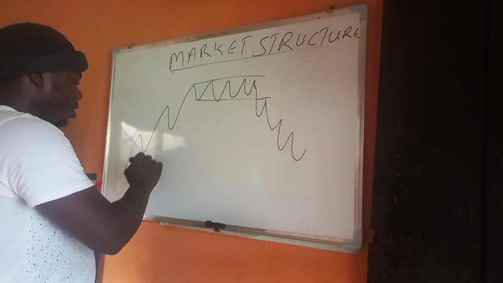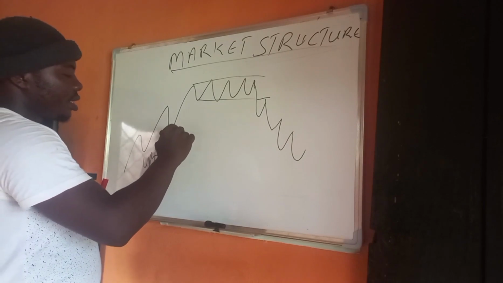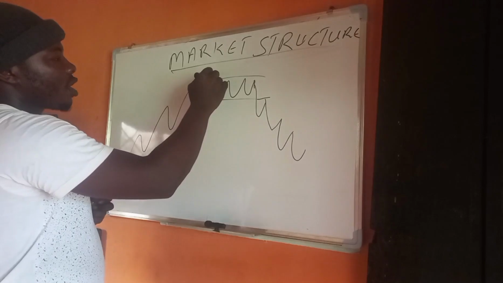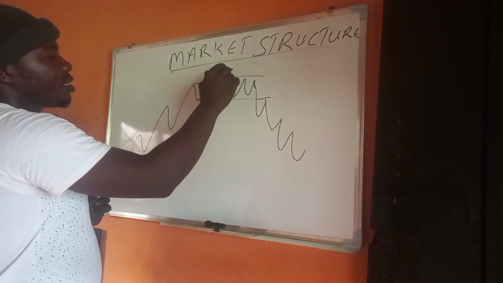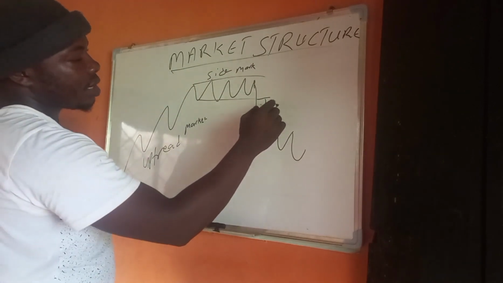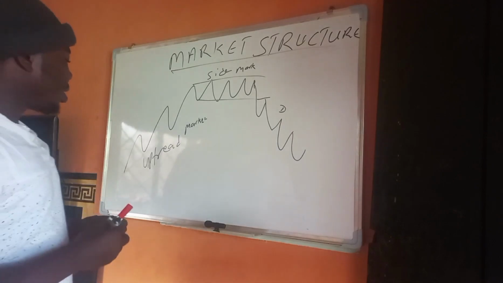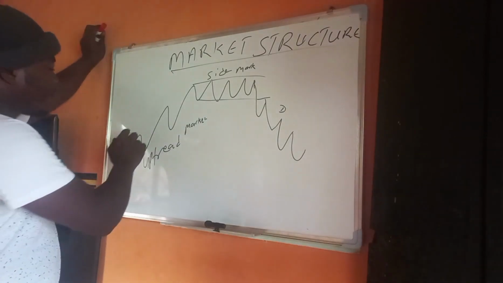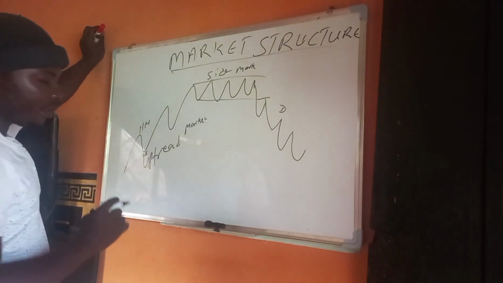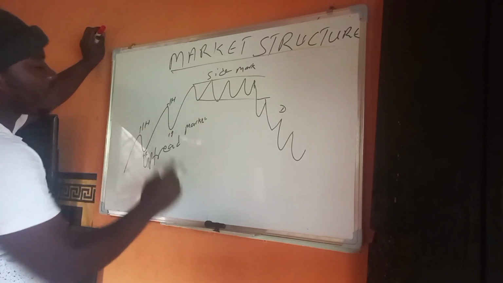So up here, we can call this an uptrend market, here a sideways market, and here a downtrend. Why is this one an uptrend? You can see here is called a higher high, and here a higher low. Here is also a higher high, and here a higher low.